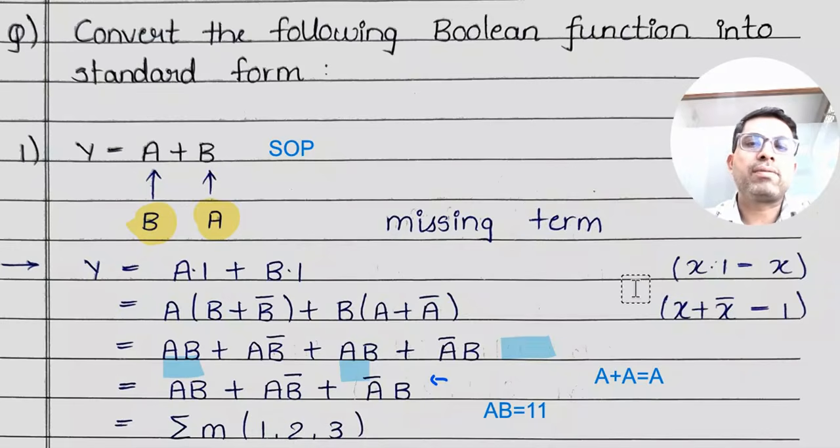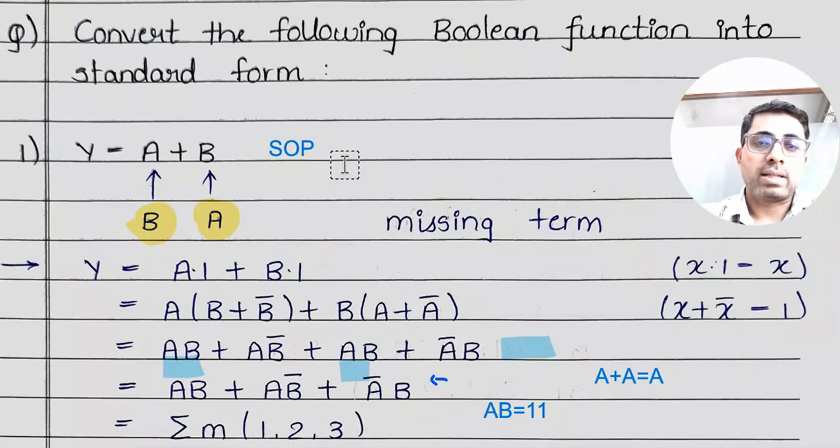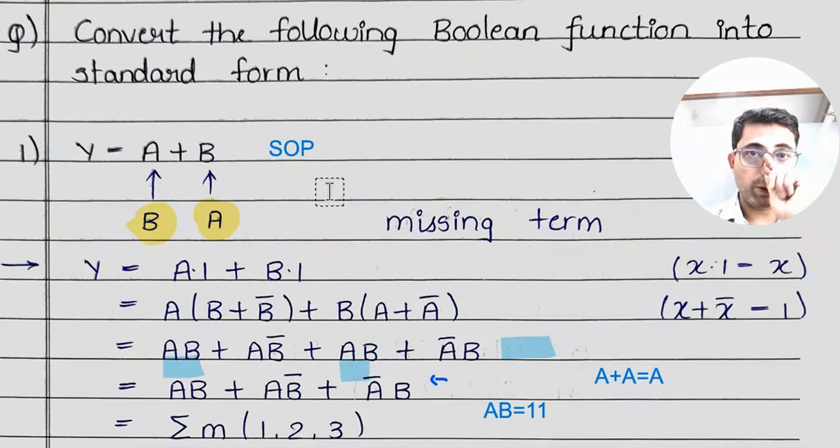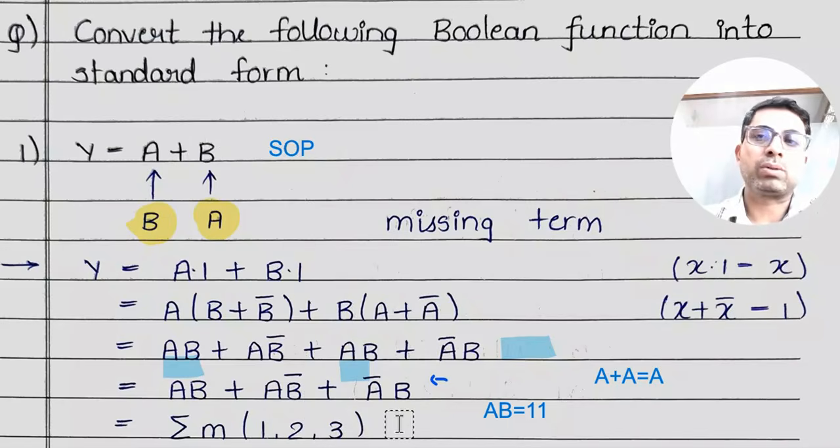This is the way we convert the non-standard SOP equation into the standard form, and it is also called the canonical form, right?